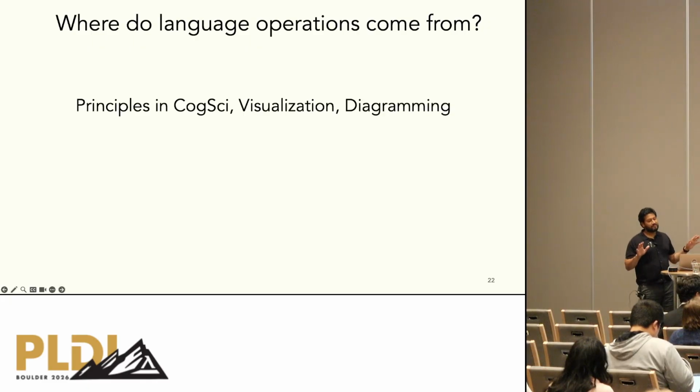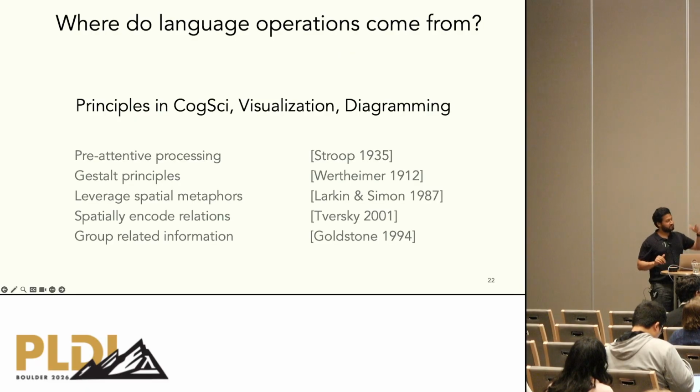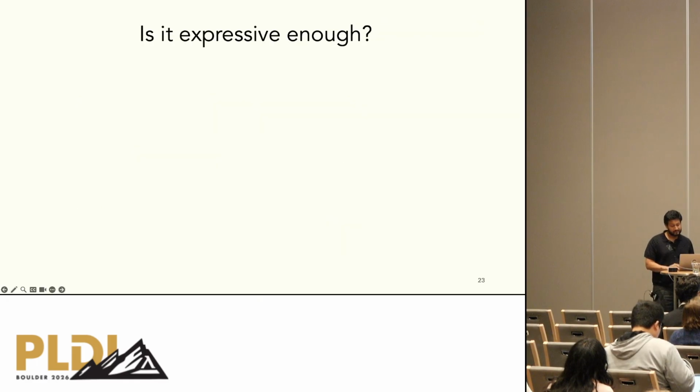The design is grounded in principles from cognitive science, visualization, and diagramming. A lot of this work, if you're interested, across different fields and decades, keeps leaning on the same small set of ideas, and these ideas are basically where the operations come from. Which raises the question, is a vocabulary this small expressive enough for the diagrams programmers actually need?